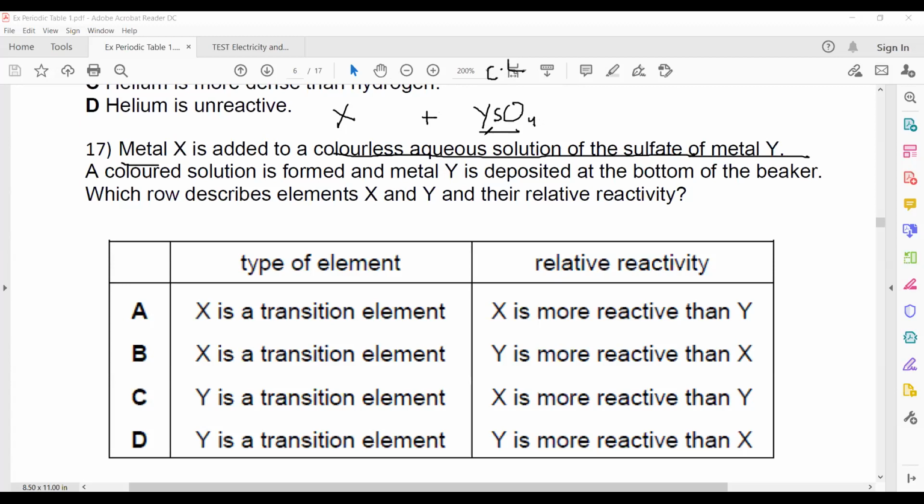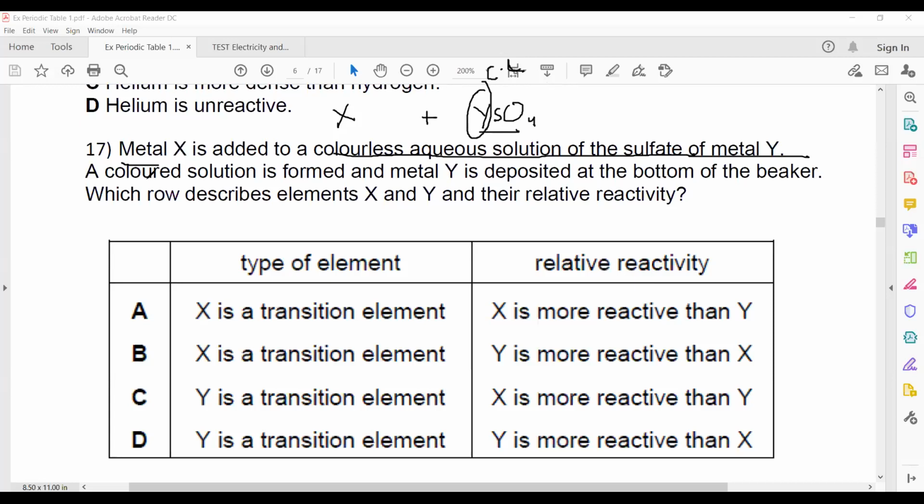Why? How can we identify? Because if a compound is a white or colorless solution, the metal is there, but the compound is colorless. It shows that the metal present in the compound is not a transition element, because transition elements always form colored compounds. So element Y is not a transition element. We identify this because they mention that a colorless aqueous solution is there.